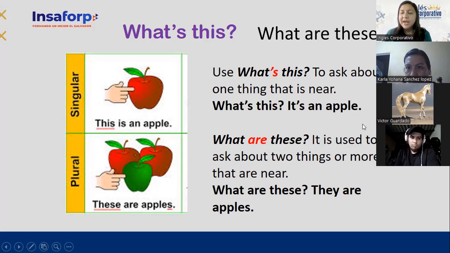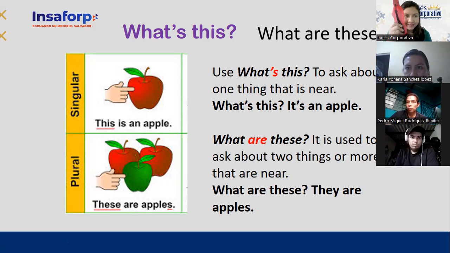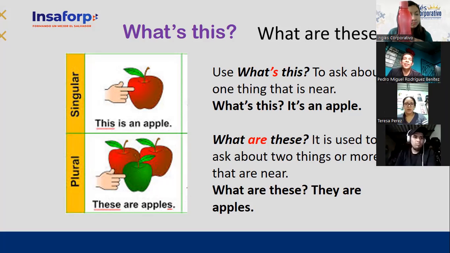Okay? If I ask you, what's this? What's this? Look at my camera and video. What's this? This is a squeezer. This is a bottle of water. It's a bottle of water. Yes, that's correct.